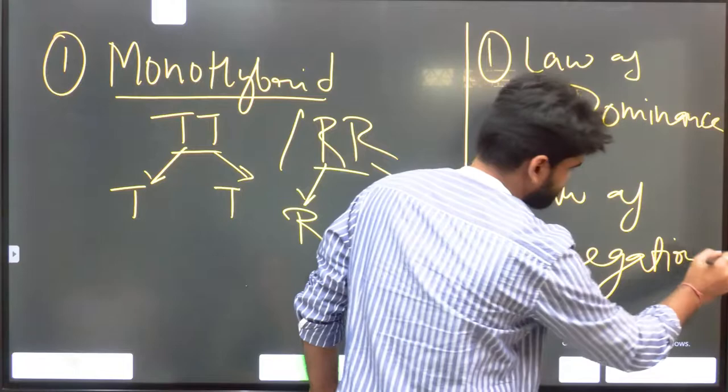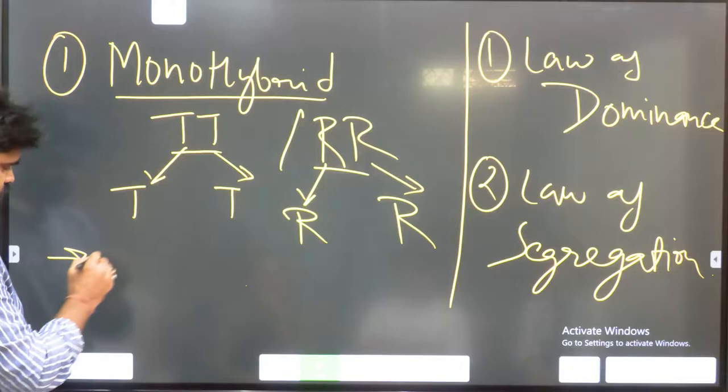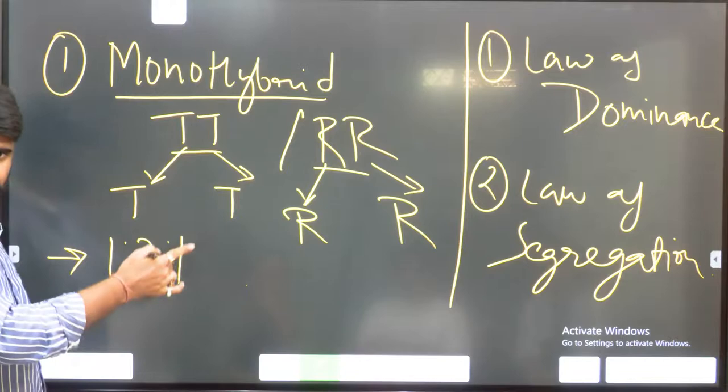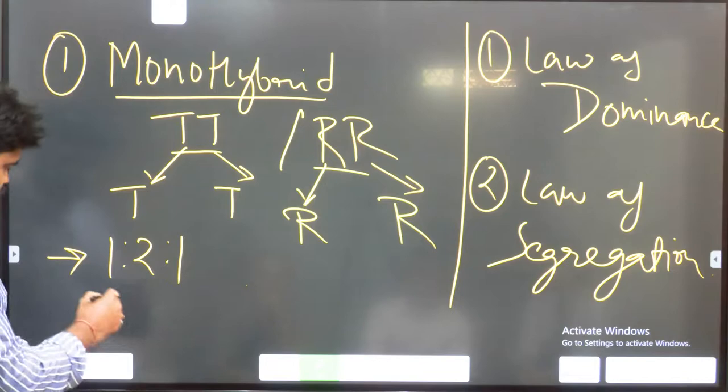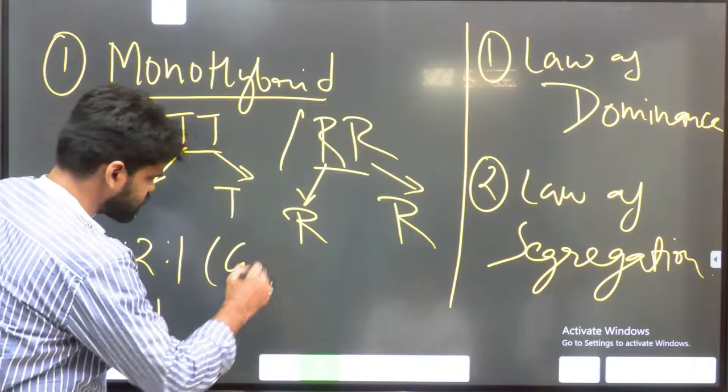Now try and understand what ratio he got. 1:2:1 for genotype. I'm not deriving it because this is a revision class. Everyone is okay? And for phenotype, what did he get? 3:1. So this is the genotype ratio, this is the phenotype ratio.